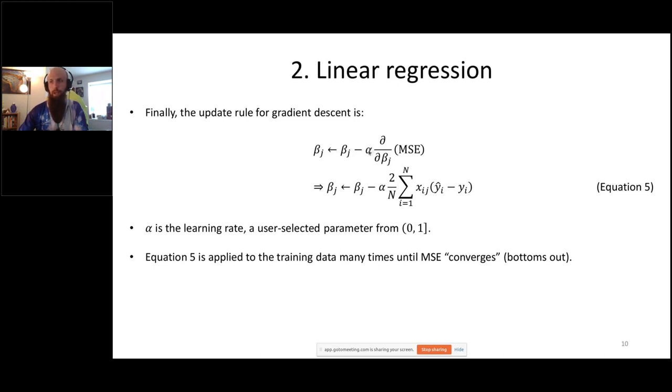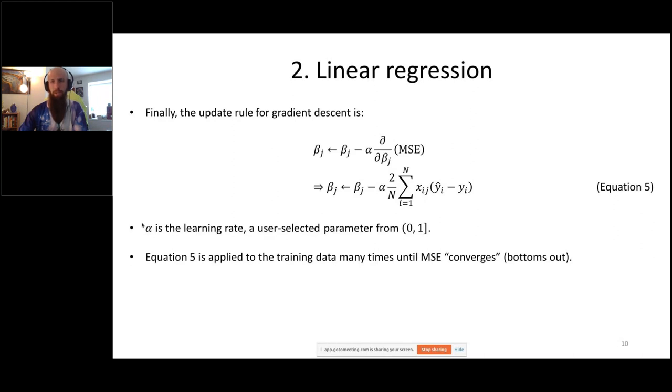That's a user-selected parameter or a hyperparameter. So that's something you have to choose a priori. That alpha isn't something that can be learned during training. That's just something you choose before you start running linear regression. And often a good rule for alpha is that it should be a really small number. So technically it can be anywhere between 0 and 1, but you want it to be much closer to 0.